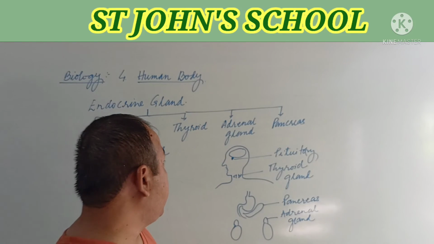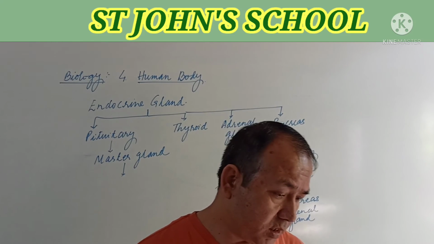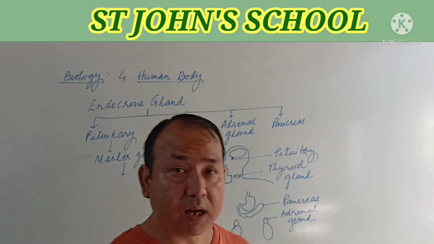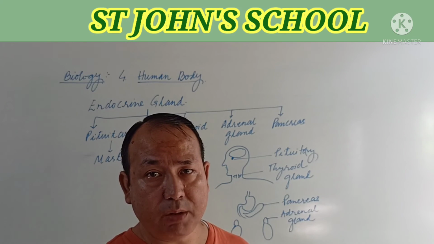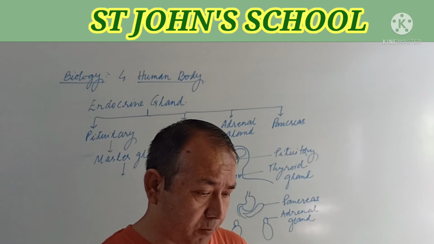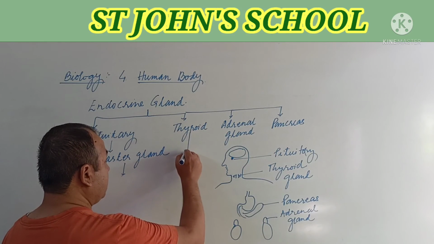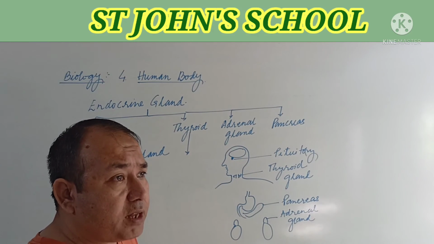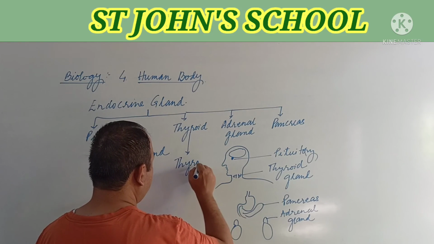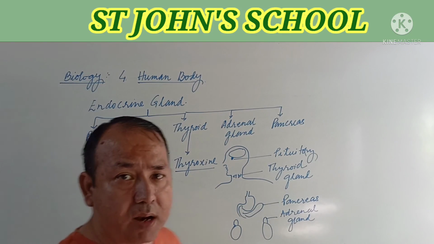Then after that comes the next gland, that is thyroid gland. Its location, it is given here that it is present in front of the neck, on either side of the trachea, just like a butterfly. It appears to be a butterfly-like structure. Now, the secretion of thyroid gland. If asked to name the hormone secreted by thyroid gland, then you need to write thyroxine. The name of the hormone is thyroxine.